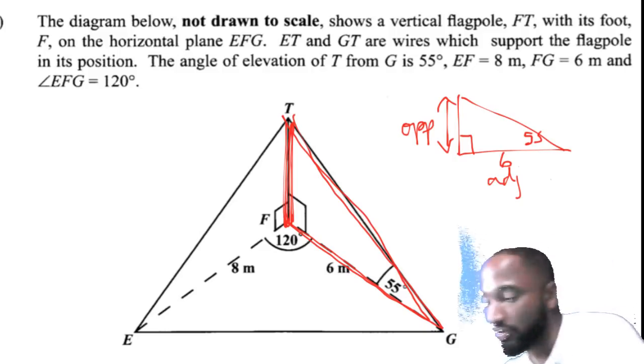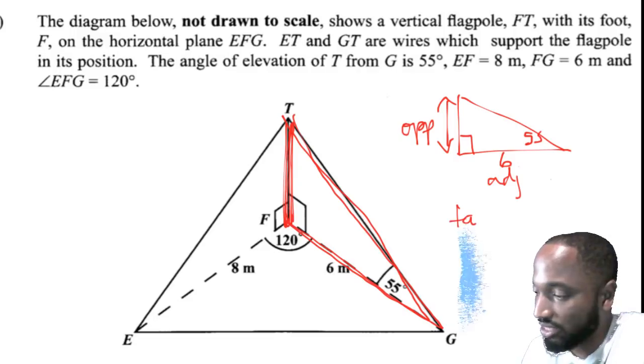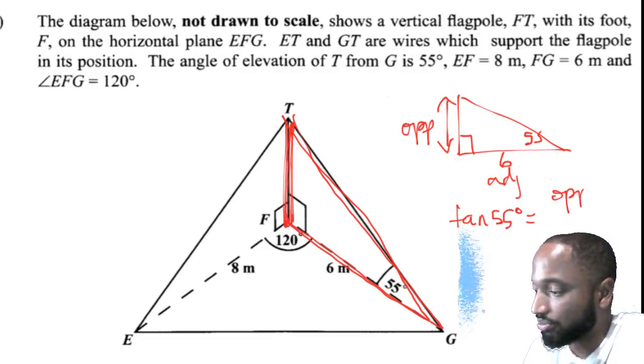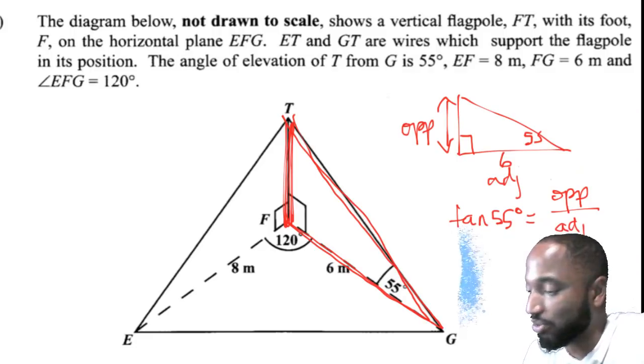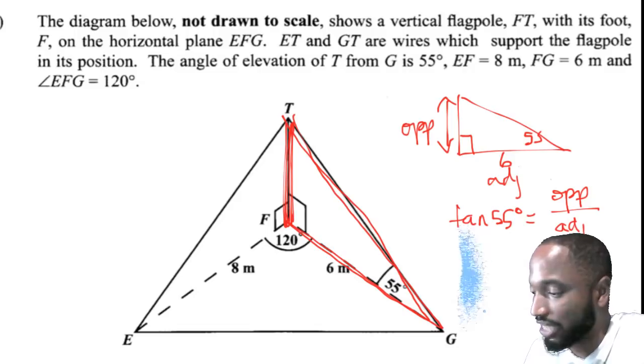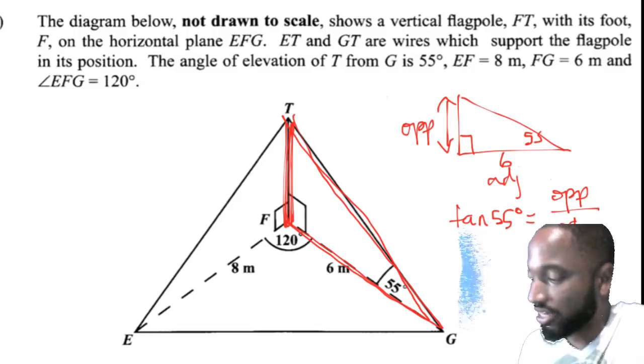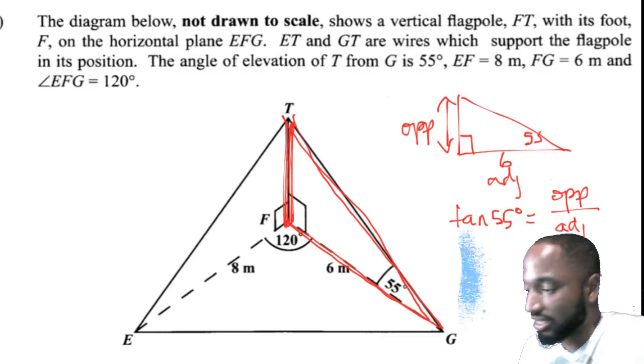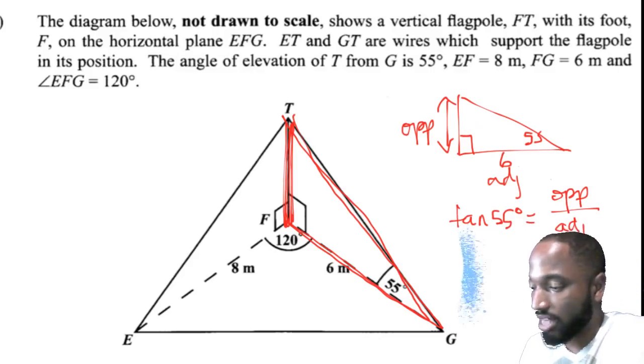Tan is opposite over adjacent. So you're going to say tan of 55 degrees is equal to the opposite over the adjacent. The opposite is what we're trying to find, so the opposite is FT, capital F, capital T. And the adjacent was given as 6.